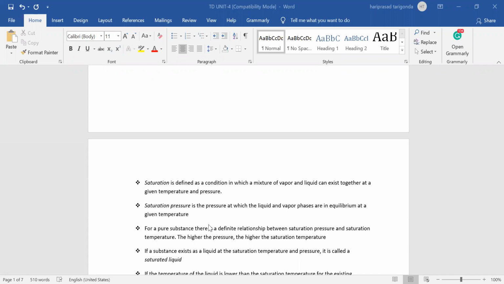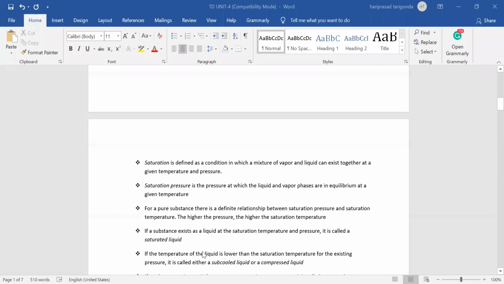Next, for a pure substance, there is a definite relationship between saturation pressure and saturation temperature. The higher the pressure, the higher the saturation temperature. That means if the pressure is high, the boiling point is high. If the pressure is less, the boiling point will be less.